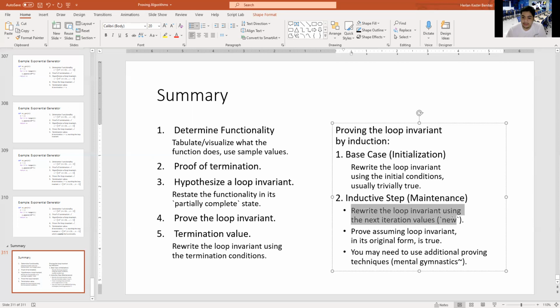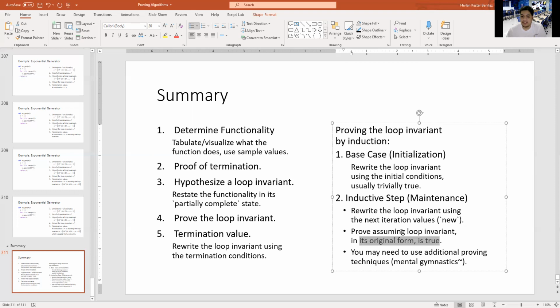And then, after mong i-rewrite yung loop invariant, we prove this rewritten na loop invariant by assuming that the original form ng loop invariant is true. And more often than not, you may need to use additional proving techniques or tinatawag natin mental gymnastics. And ayun, as long as consistent and may basis yung mga steps, most likely mapoprove mo na yung hypothesize mong loop invariant is true.